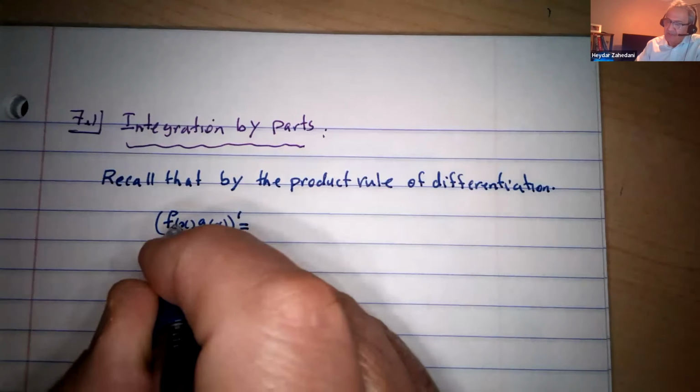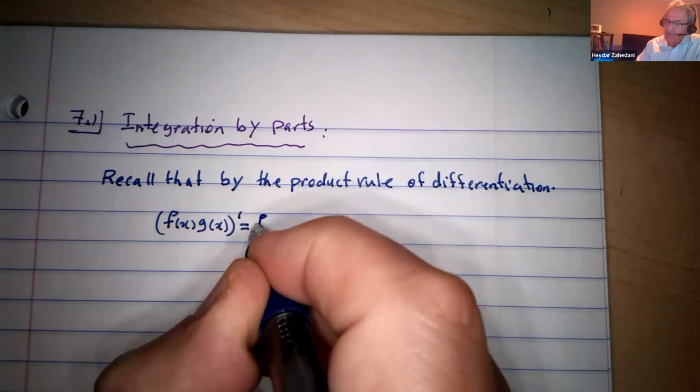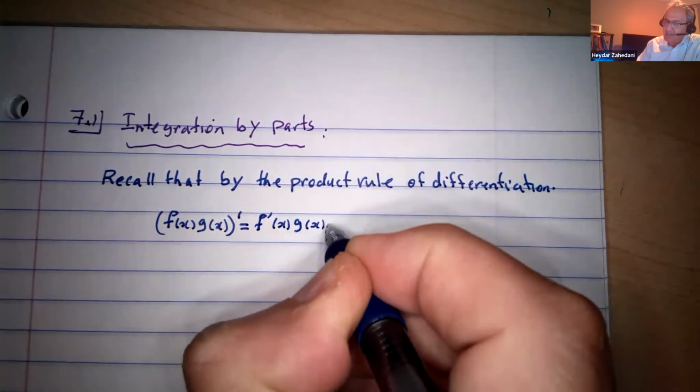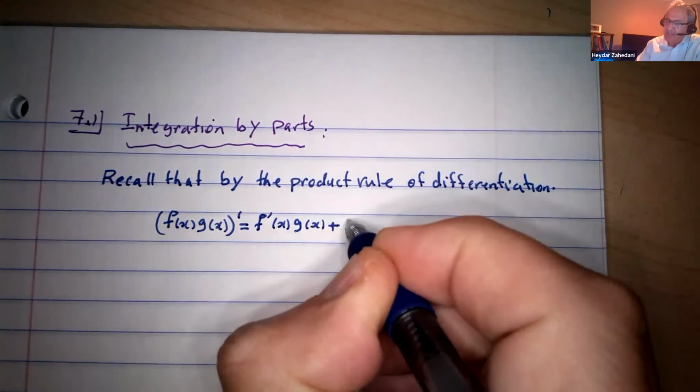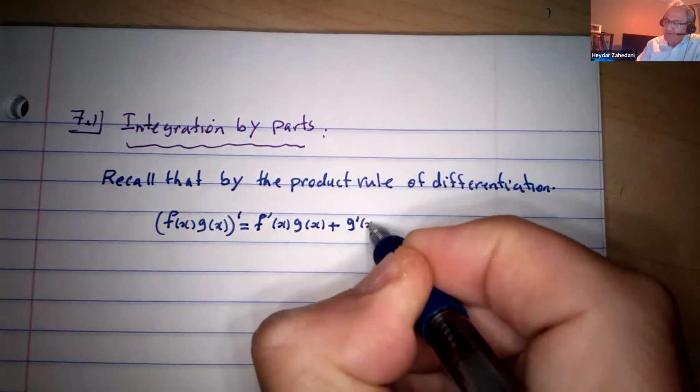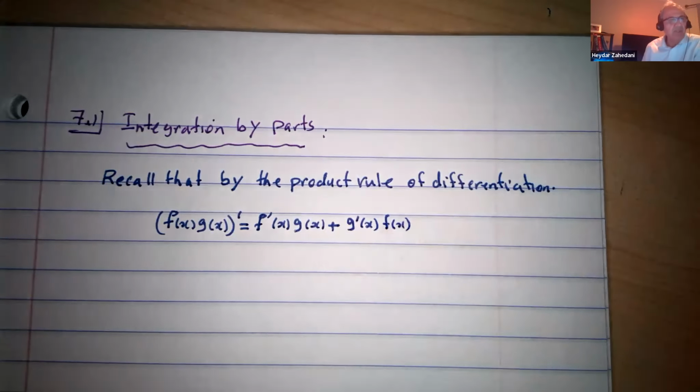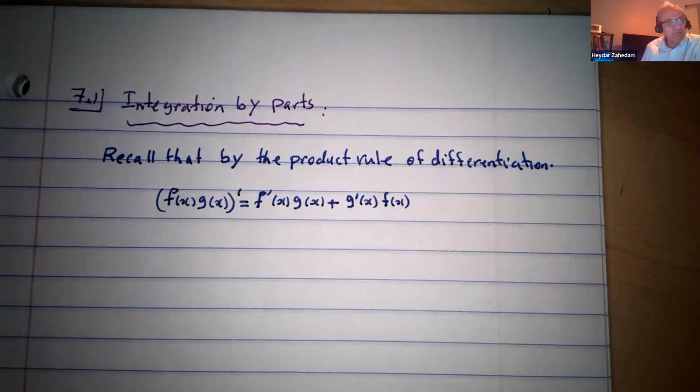So it's going to be the derivative of the first one times the second, which is f prime of x times g of x, plus the derivative of the second one, g prime of x, times the first one, f of x. That's the product rule.